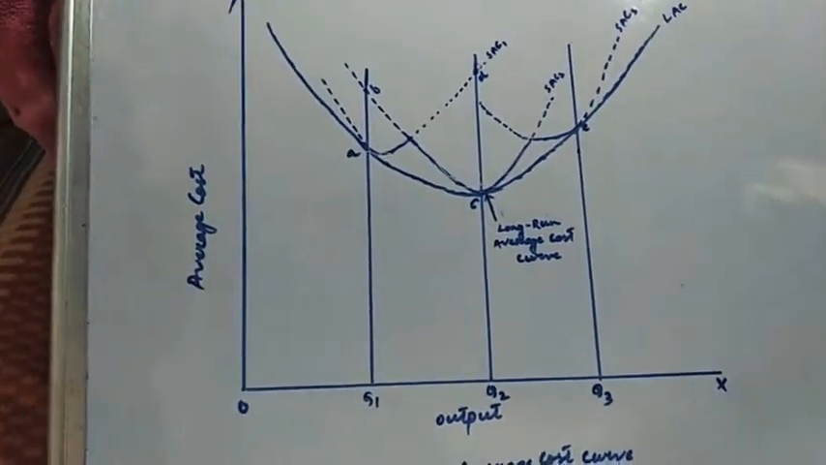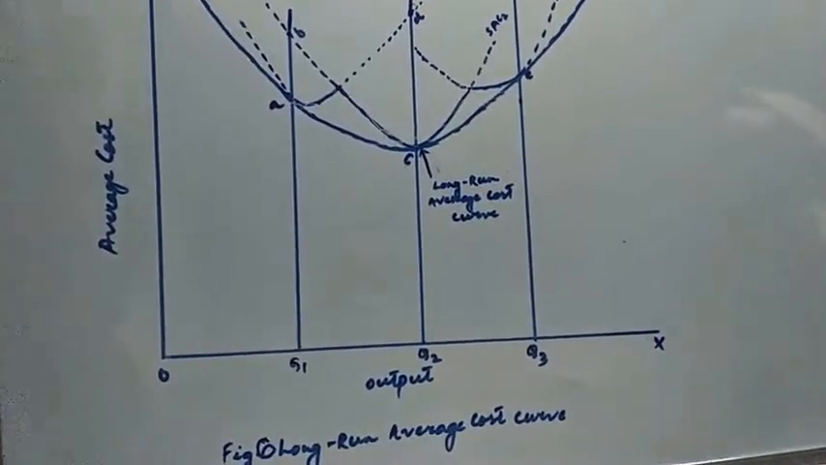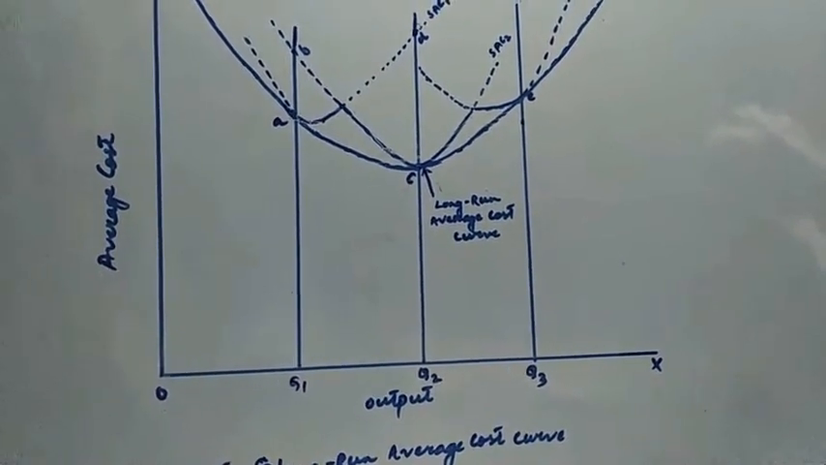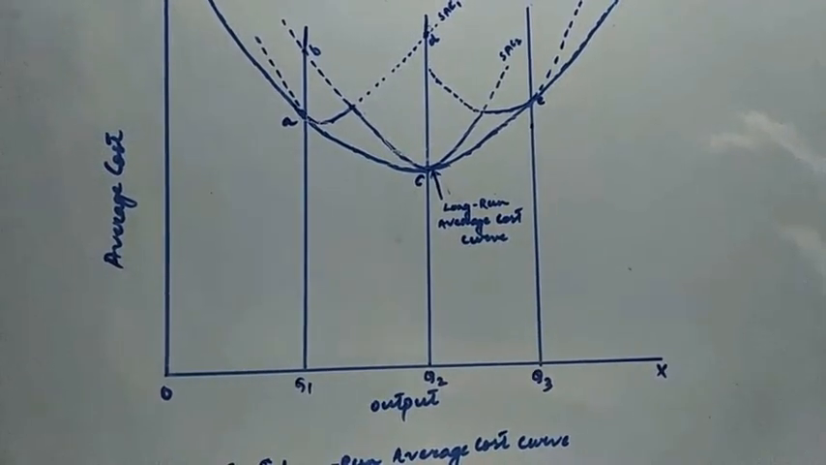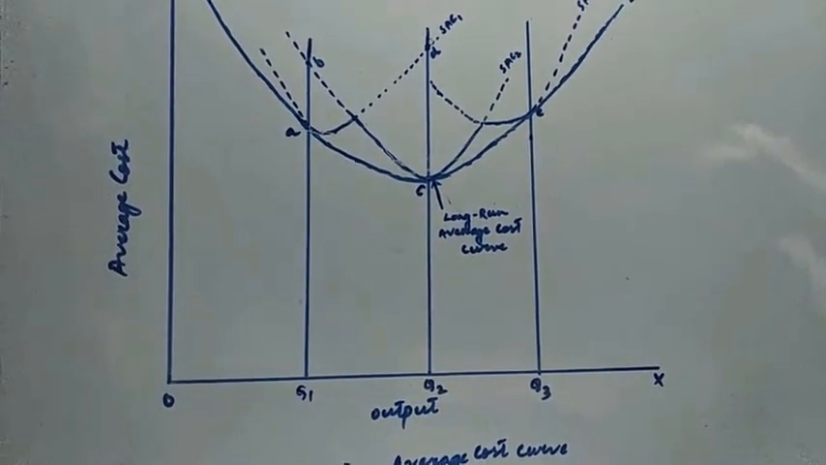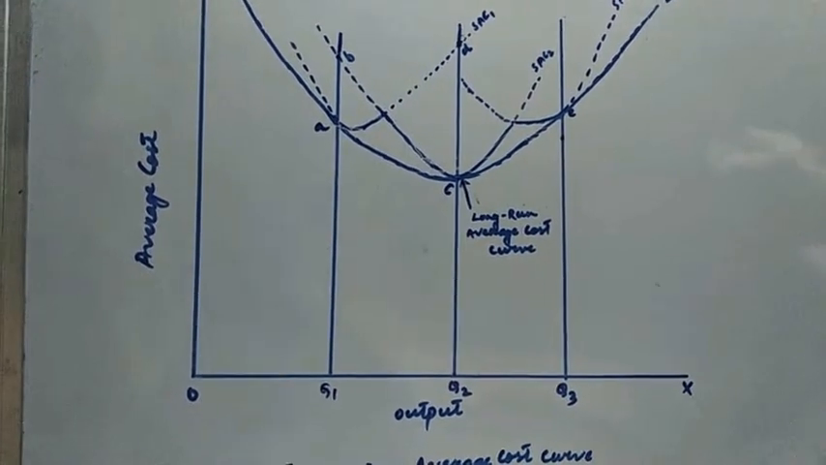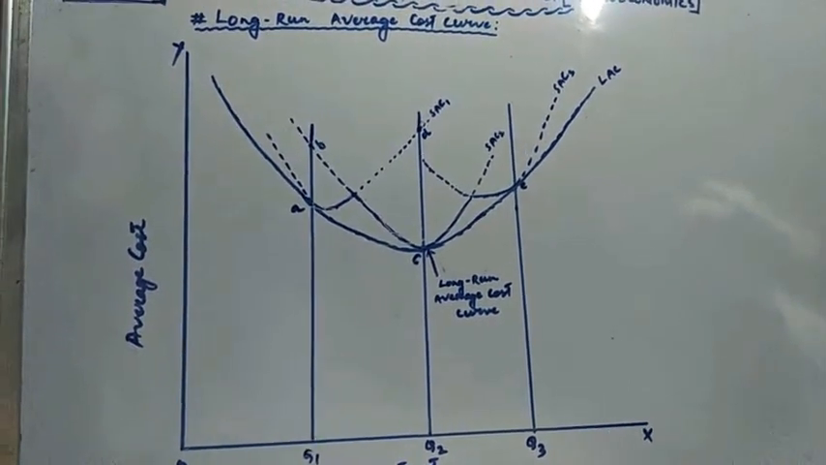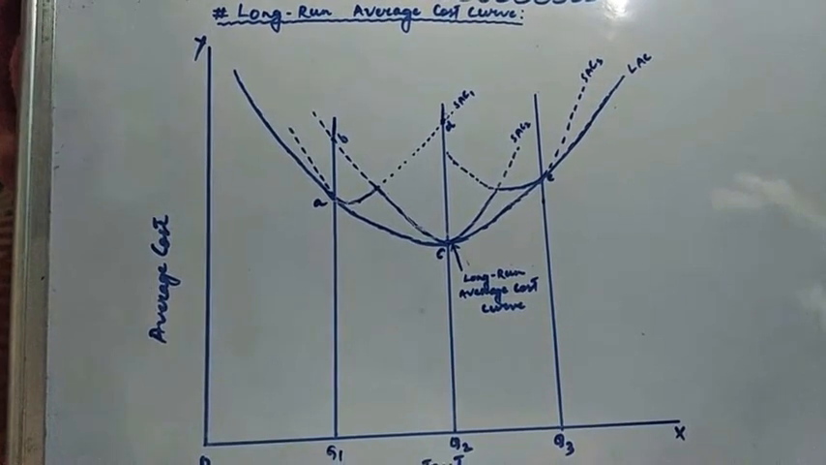And again, there is a close relation between the long run average cost curve and the returns to scale. We saw above that the U shape of the short run average cost curve is explained with the help of the law of variable proportion. But the long run average cost curve depends upon the returns to scale. So in the long run, it is the returns to scale. When it comes to the short run, it is the law of variable proportion.